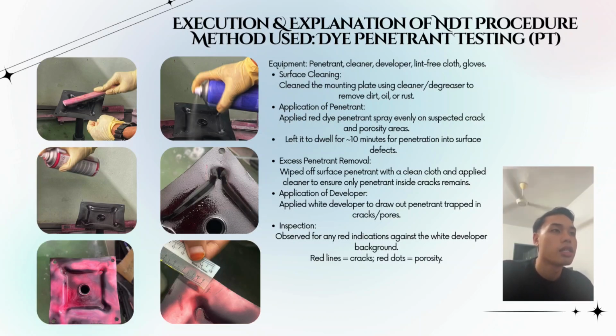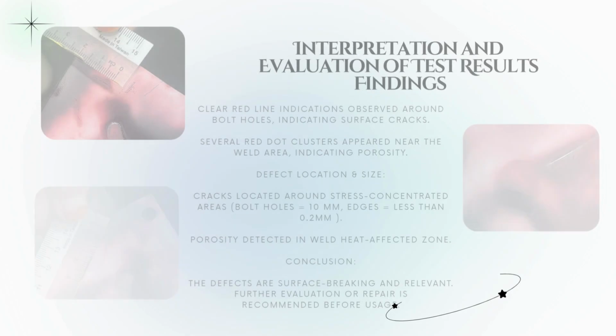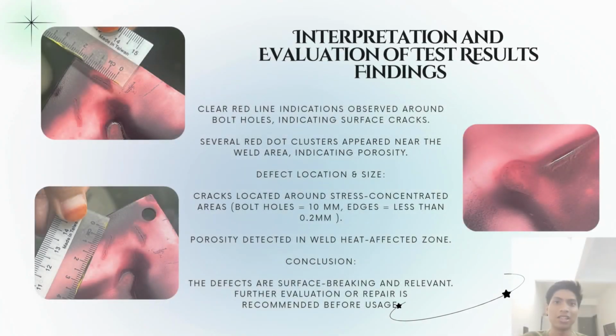crack remains. Number 5, we apply the developer, a white developer, to draw out penetrant trapped in cracks or pores. Lastly, we observe for any red indication against the white developer background, which means a red line is a crack, and a red dot means porosity.